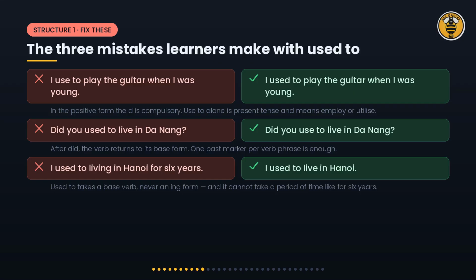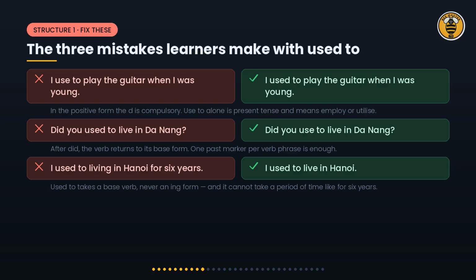Three mistakes. Number 1. "I use to play the guitar when I was young." In the positive form, the D is compulsory. Without it, use to is just the present tense of the verb use, meaning employ. So we need, "I used to play the guitar when I was young."